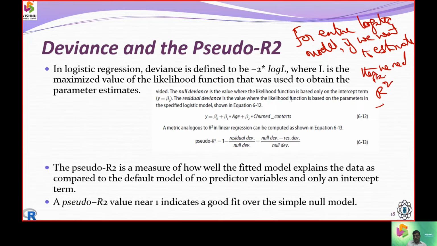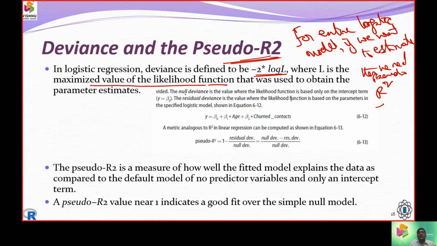Then we need the pseudo R square method. That was the important scenario for why we are bringing in the pseudo R square. The pseudo R square is defined as a function of 2 times the logarithm of L, where L is the maximum value of the likelihood function to be obtained. So how are we going to get this likelihood?